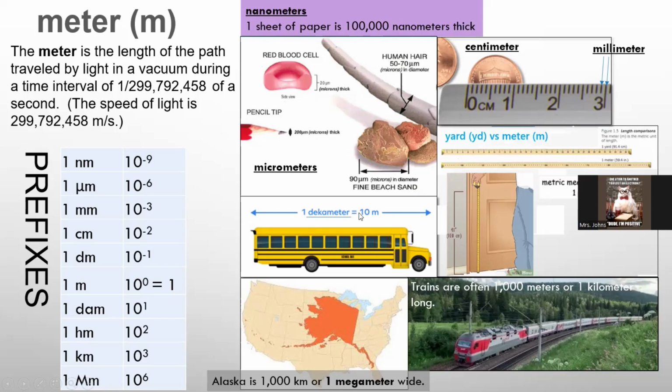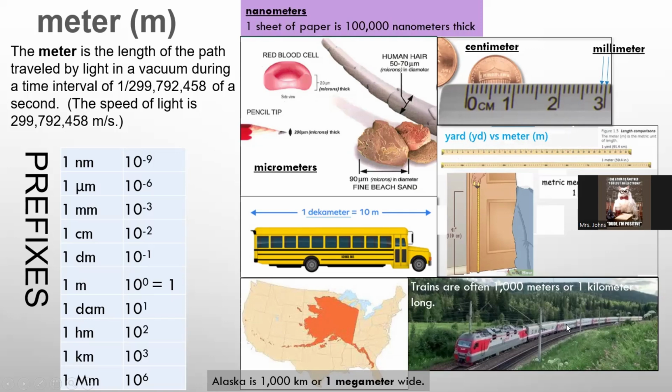Okay, now talking about bigger things. So the meters, how tall a doorknob is. A decameter, DA meter, is equal to 10 meters. So think about how long a school bus is. Now a decameter is not used very often.